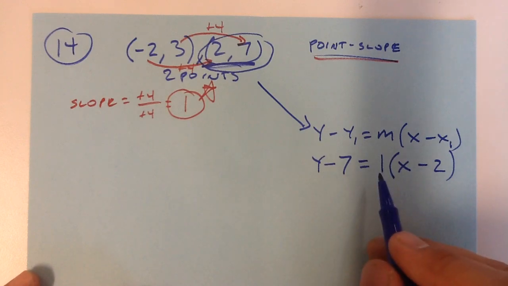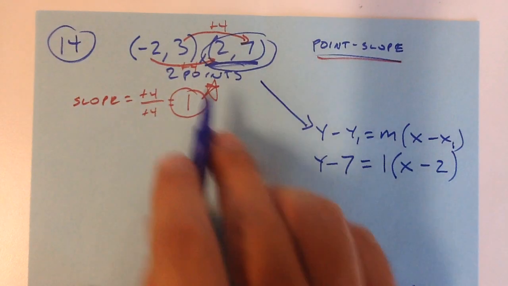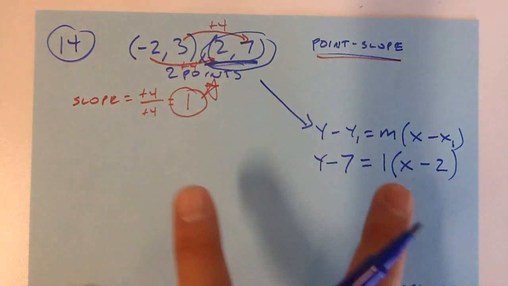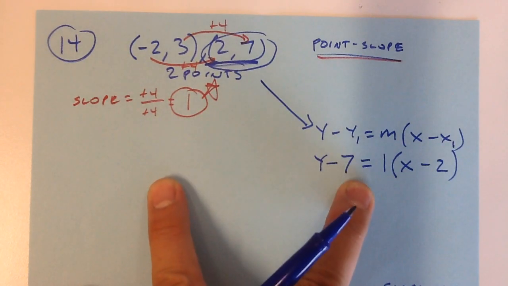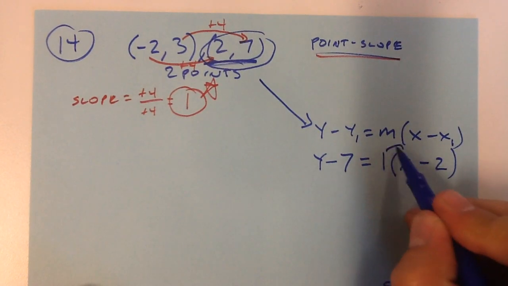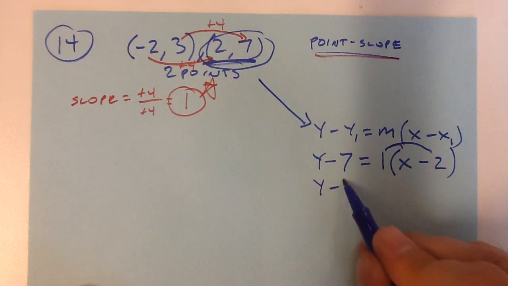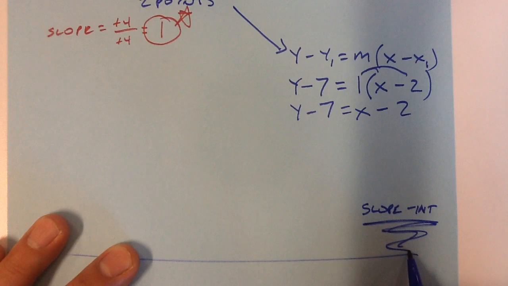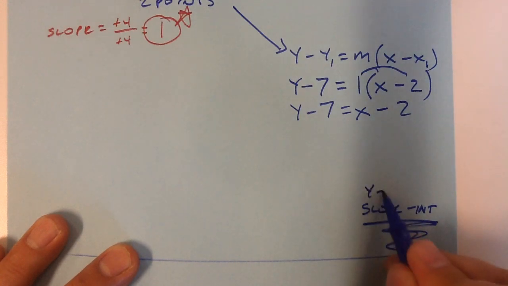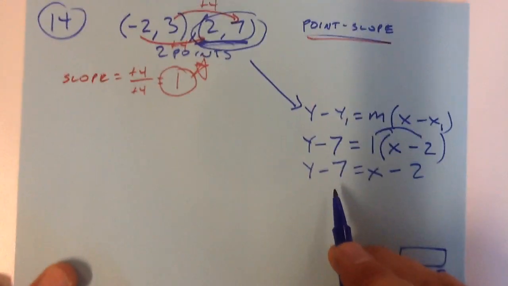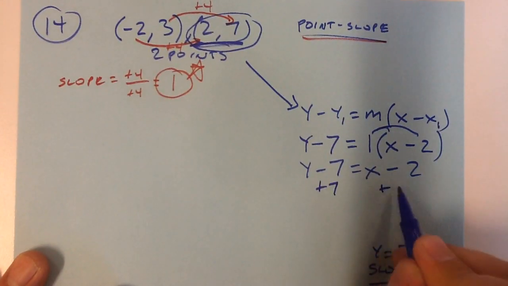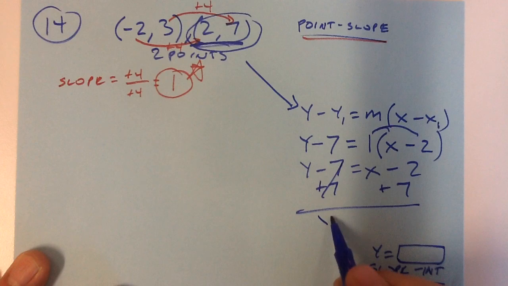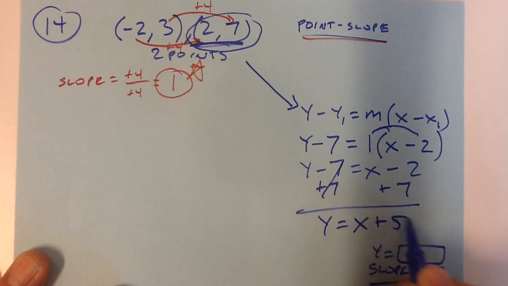Then we put it in slope-intercept form, because what we talked about in class is that if somebody at your table is doing it differently, your answers are not going to match. So in order to make them match, we're going to distribute the 1, which really doesn't do anything, and then we're going to get it in slope-intercept form, which really just means get y by itself. y equals whatever. So here, the way to get y by itself, add 7, y equals x plus 5.